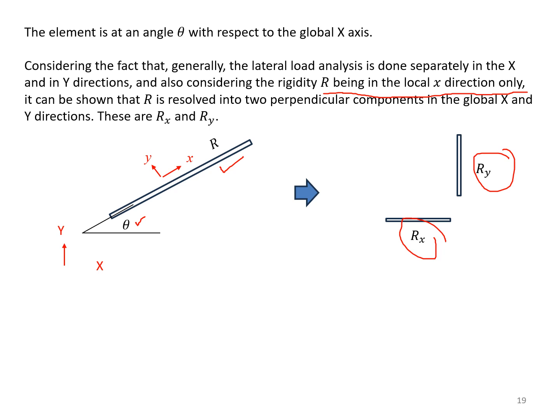Now, the explanation here says that R is only in the x direction. There is no rigidity in the y direction. Therefore, as you know, when we transfer a coordinate system to another one, we have a 2 by 2 matrix. However, in this case, because there is no component in the y direction, the equations have become fairly simple. Rx is R cosine squared theta, Ry is R sine squared theta.